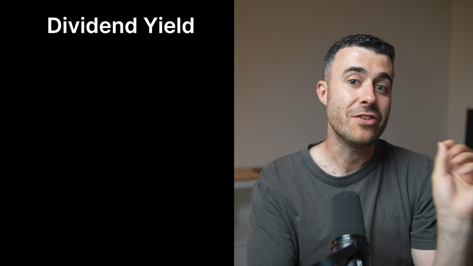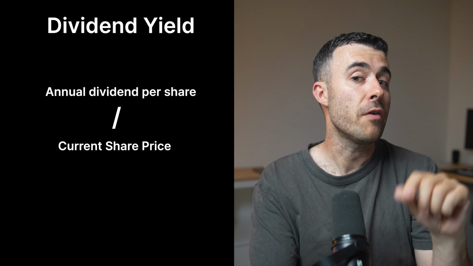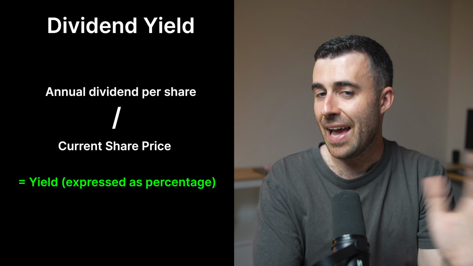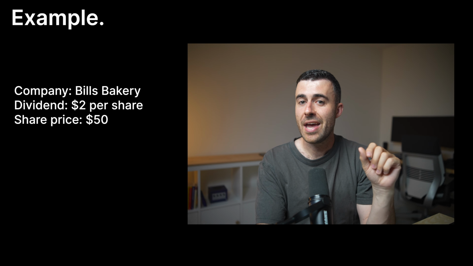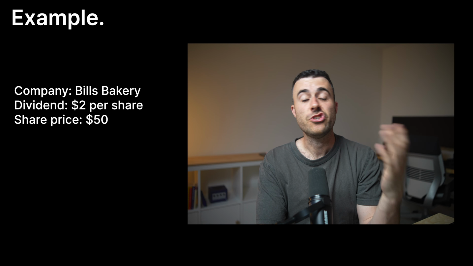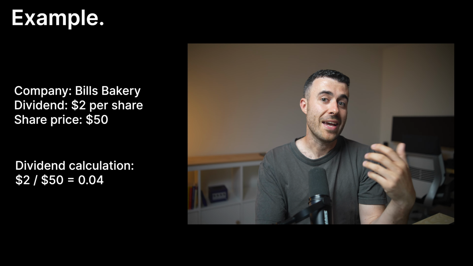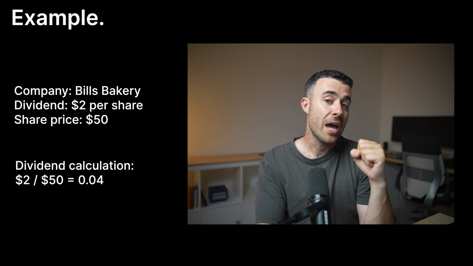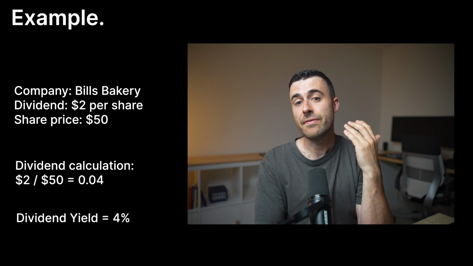To work out a dividend yield, it's really simple. All you need to do is take the annual dividend per share announced by the company, divide it by the current share price, and express it as a percentage. Let's explain this in a quick example. Say a company, let's call it Bill's Bakery, pays $2 per share each year in dividends, and today its share price is exactly $50. To work out the dividend yield, we take $2, divide it by 50, and this leaves you 0.04, meaning the dividend yield is 4%.